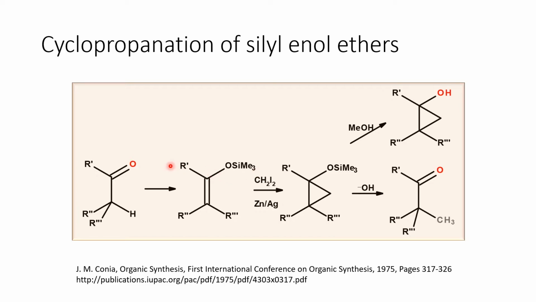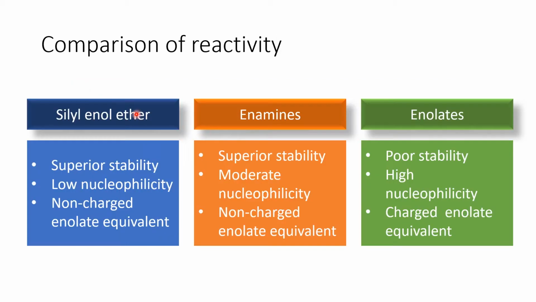So far, in the reactions we have seen, the silyl enol ether underwent reaction where the double bond is converted and the addition took place here, but here we are doing the cyclopropanation on the alkene. Let us compare the reactivity of silyl enol ethers, enamines and enolates. Although enol silyl ethers are ambident species capable of reacting, in the case of silyl enol ethers, they have superior stability, that is they are non-charged enolate equivalents, but they have low nucleophilicity. So, for the reaction to occur, we need a Lewis acid which can activate the carbonyl compound. That is required for the reactions of silyl enol ethers.